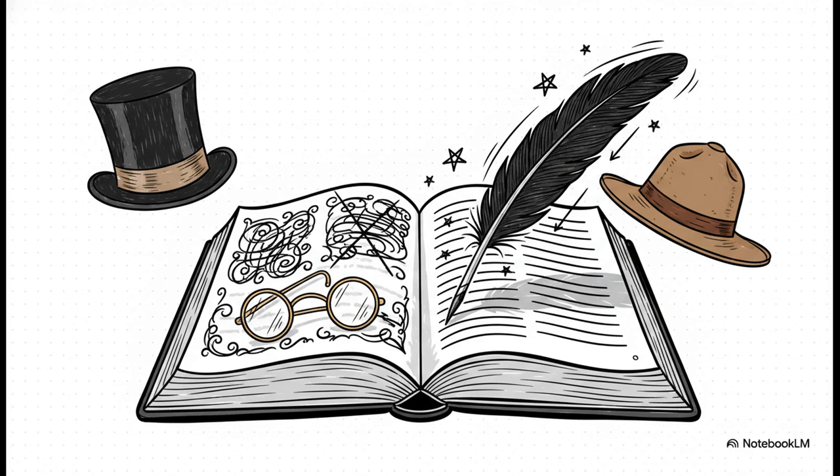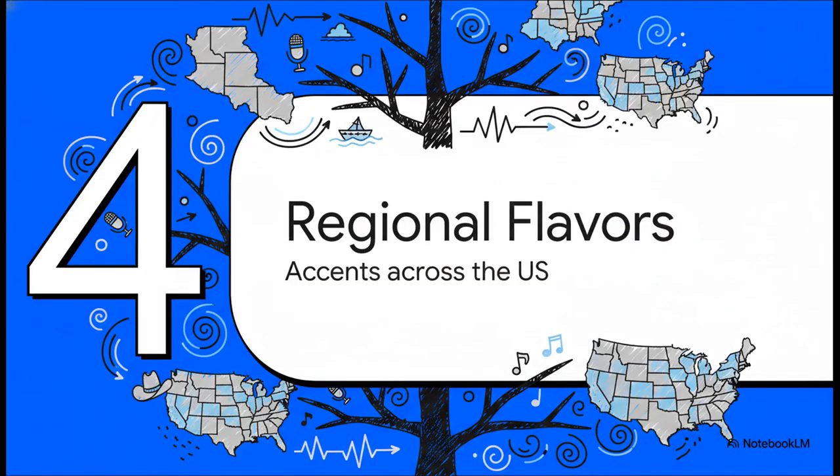He just dropped the U right out of flavor, and he swapped the RE for ER in words like fiber and center. It was a very deliberate move towards simplicity, effectively separating American written English from the more francophile tastes of Victorian Britain. Which brings us to Section 4, regional flavors.